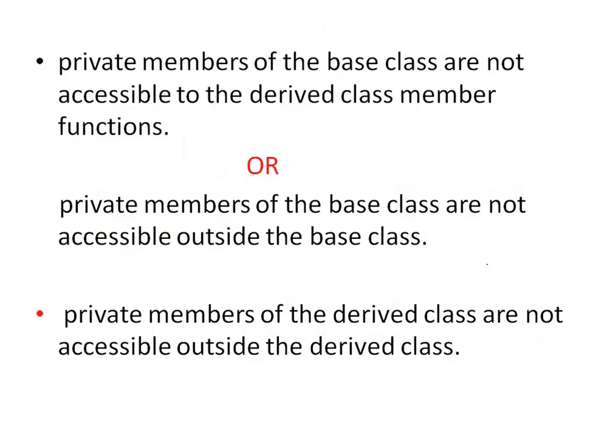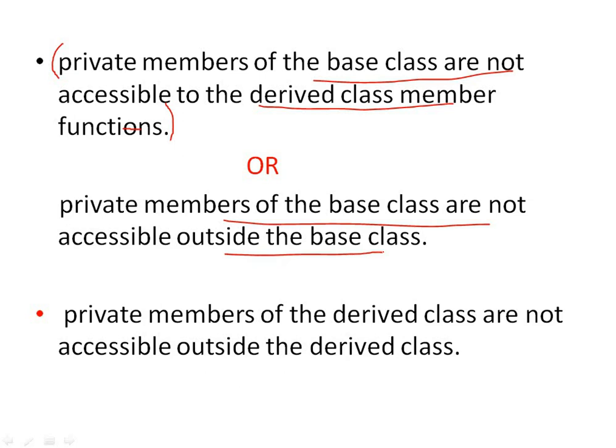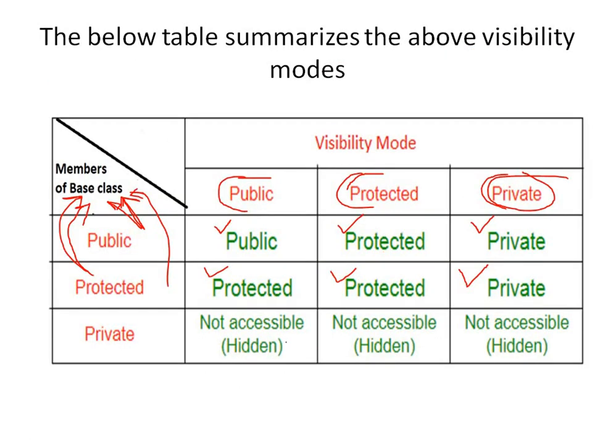Now let us see next point. Now look here. Private members of base class are not accessible to the derived class member functions, or the private members of the base class are not accessible outside the base class. So look here, if you declare either data members or member functions under the private section of the class, then they are not accessible outside the class.